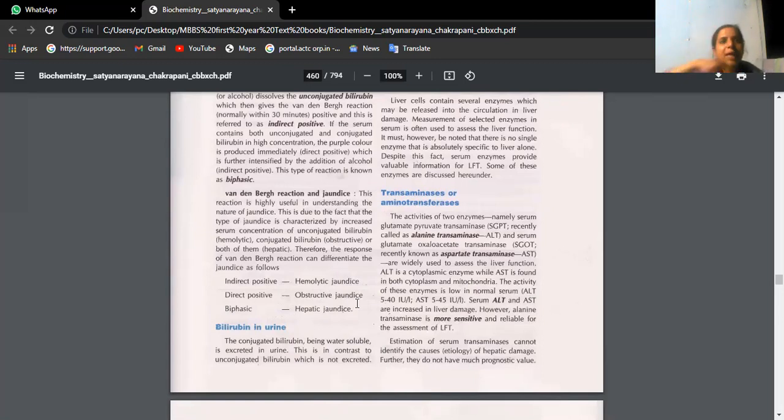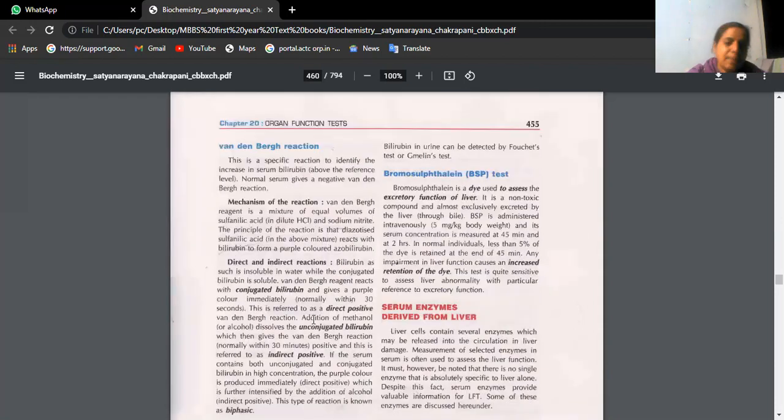Hepatic jaundice: take test tube, serum, reagent, light purple color. Then you suspect it may be hepatic jaundice. Then you put alcohol, yes, intense purple. Then it is hepatic jaundice and a biphasic reaction. Very simple, read once and you will understand. Okay.